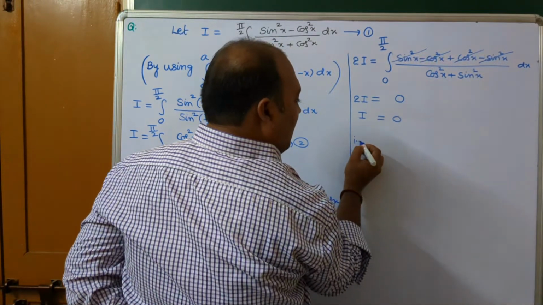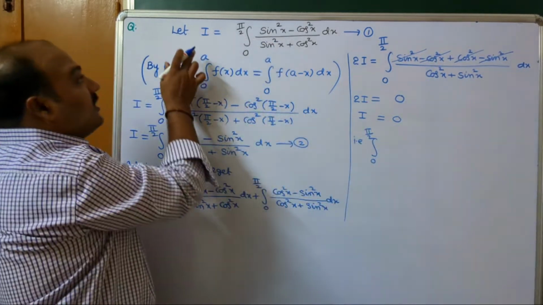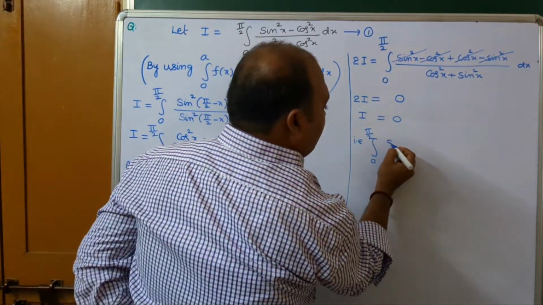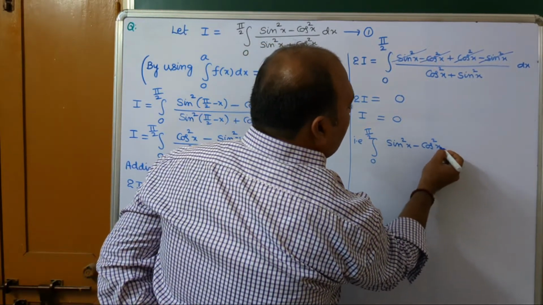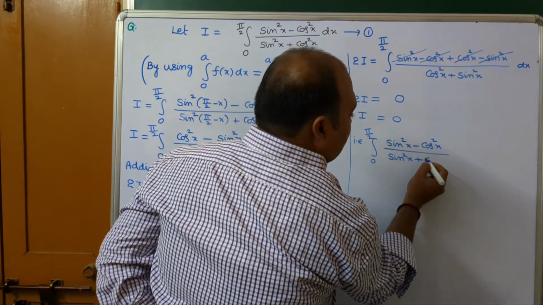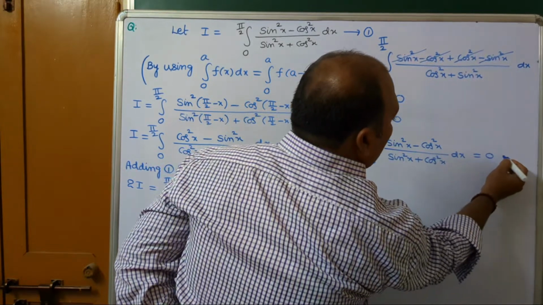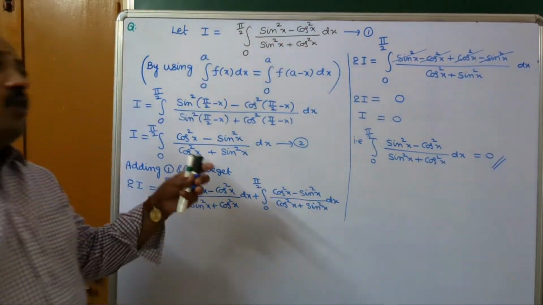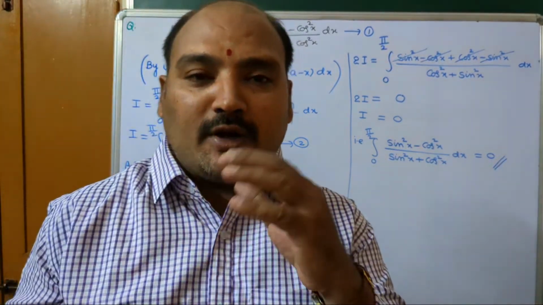That is, the given integral, integral 0 to pi by 2 of sin square x minus cos square x whole divided by sin square x plus cos square x dx is equal to 0. Either 4 marks or 2 marks, dear students. Keep it in mind. Any doubts, you can write in the comment box.